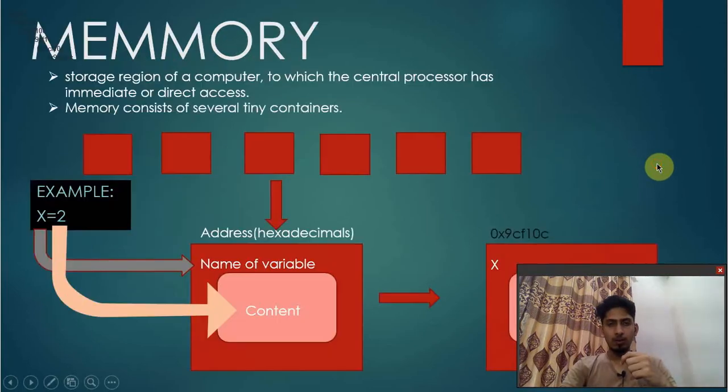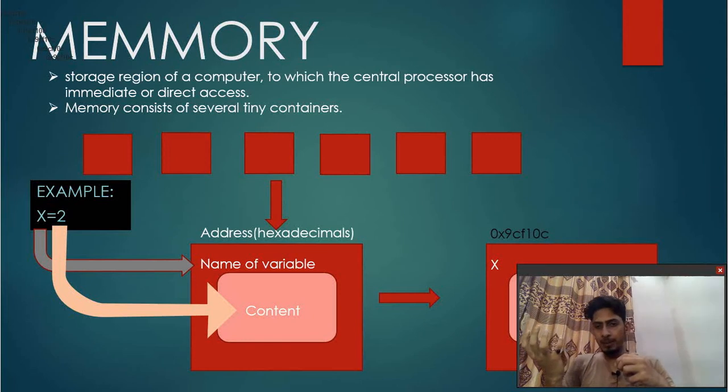So here it is. Memory is the storage region of a computer to which the central processor has immediate or direct access, and the memory consists of several tiny containers. It means that there is some part of the computer which the processor can immediately access many times. If temporary data is stored in it, the processor can easily access this data.